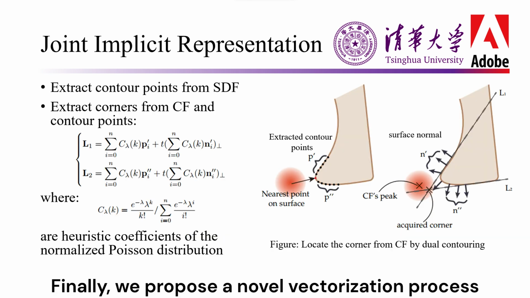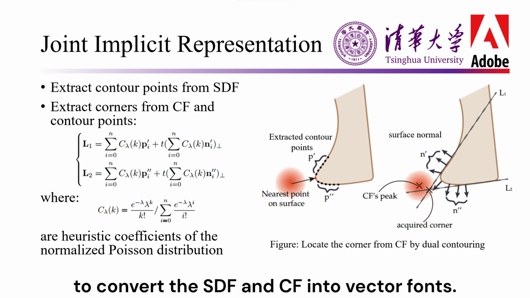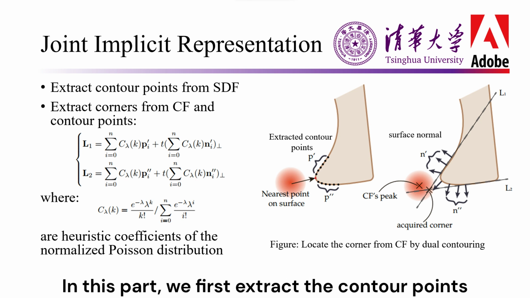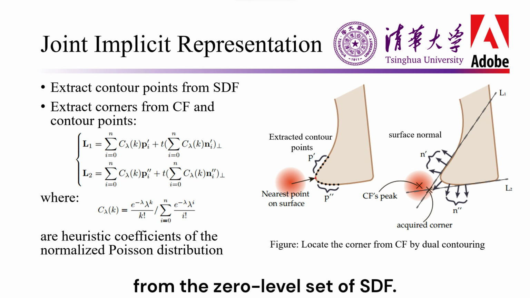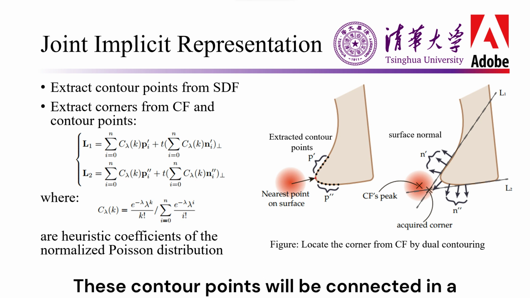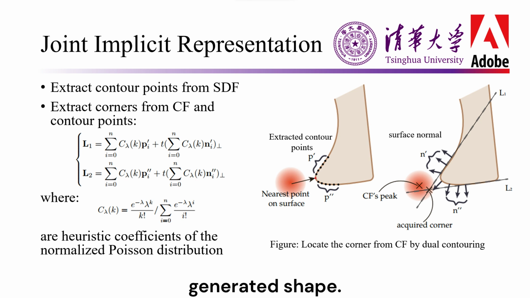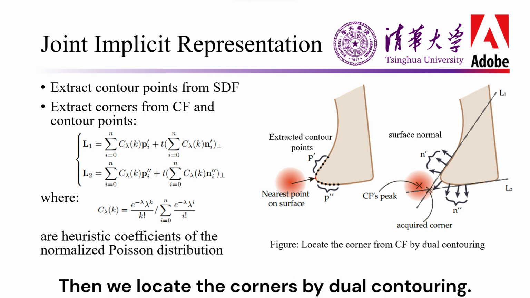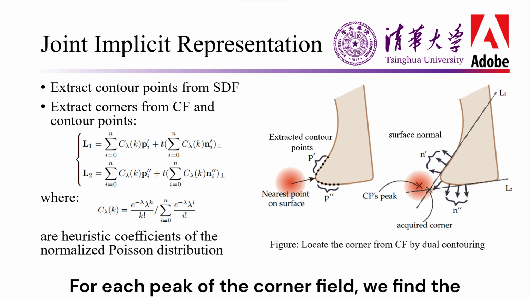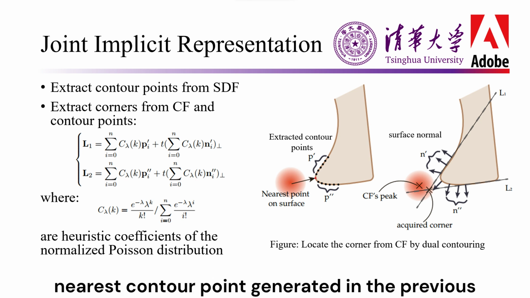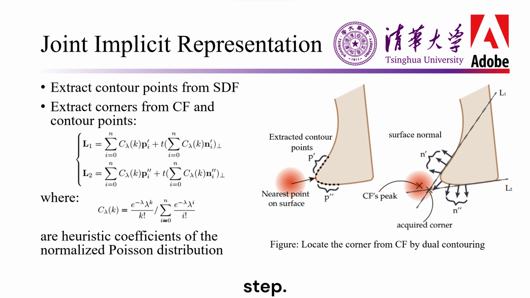Finally, we propose a novel vectorization process to convert the SDF and CF into vector fonts. In this part, we first extract the contour points from a zero-level set of SDF. These contour points will be connected in a certain order to ensure the closure of the final generated shape. Then we locate the corners by dual contouring. For each peak of the corner field, we find the nearest contour point generated in the previous step.